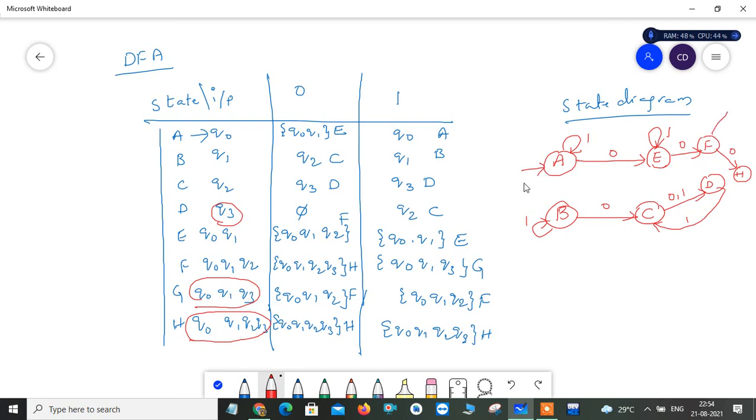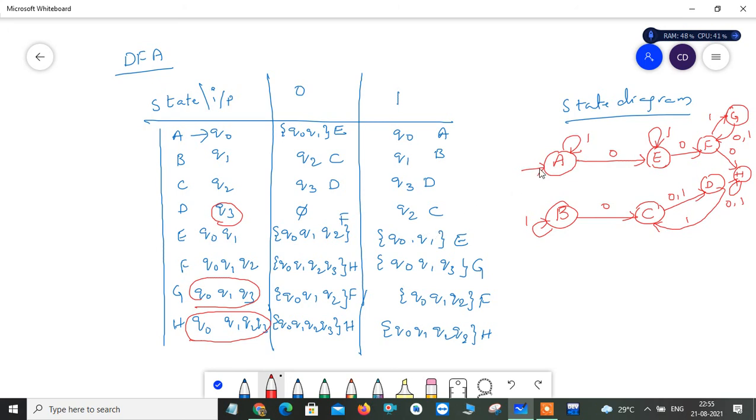From F, if my input is 1, I can reach G. From G, I can reach F if my input is 0, and if my input is 1 also, I can reach the same state, F. From H, I'll be in the same state for both inputs.